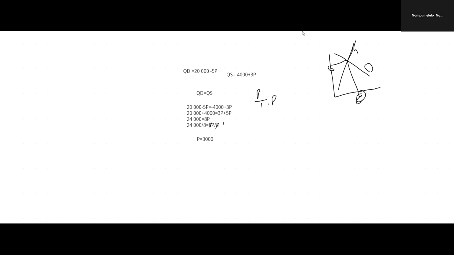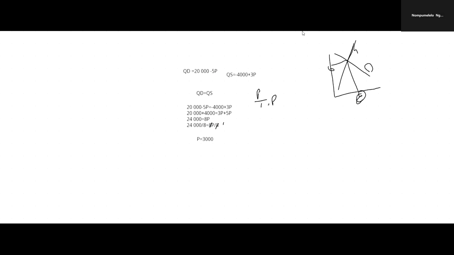So you have your p. Now to see if this answer is correct, you have to substitute your p here. So you're going to say 20,000 minus 5 into p, then you would get 5,000. Also, negative 4,000 plus 3 into p, you would get 5,000. So that means your price is correct, because your quantity supplied has to be equal to your quantity demanded.